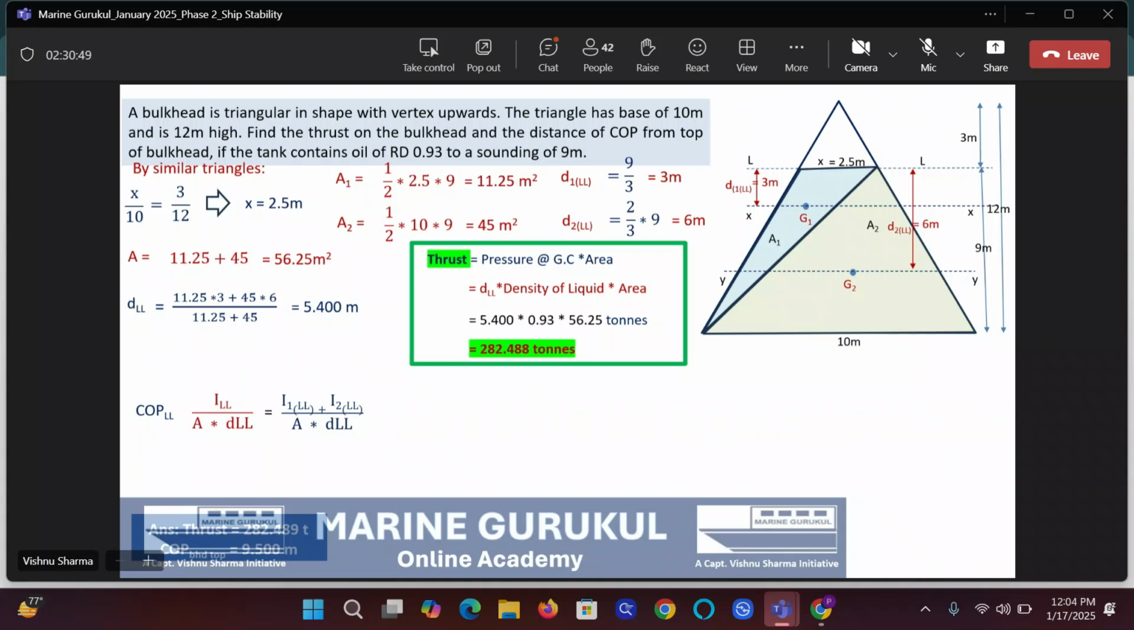Guys, now you'll understand why I asked you to learn more formulae for the triangle. If you had done only one formula, bh cube by 36, then you would have been forced to again apply theorem of parallel axis. Look at area 1, guys. Is liquid level a standard axis for area 1? Yes or no? Yes, sir. Which formula? bh cube upon 12. Very good.